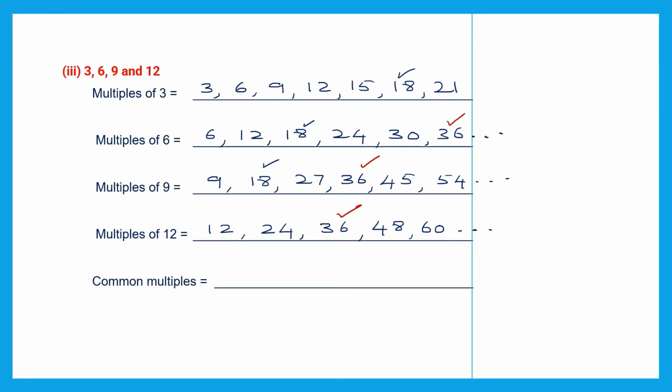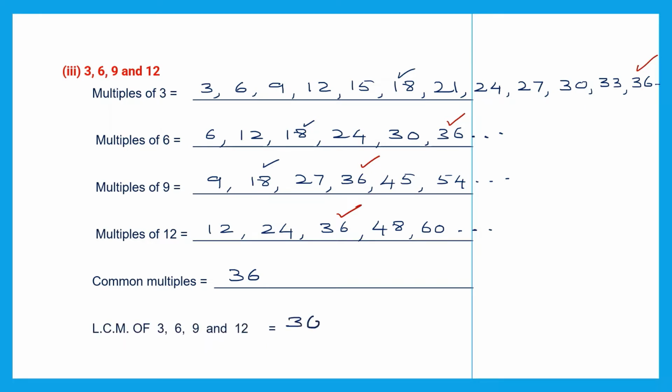Let's continue. 3 sevens are 21, 3 eights are 24, 3 nines are 27, 3 tens are 30, 3 elevens are 33, 3 twelves are 36. See, we got 36. So 36 is common to all, and that is the smallest one here, isn't it? 36 is the common multiple. If I carry on, I'll still get some more common multiples. So we will stop with this. So LCM of 3, 6, 9 and 12 is 36.